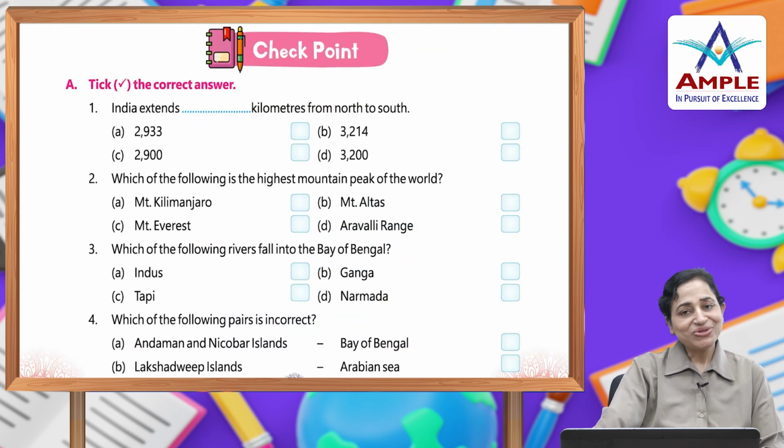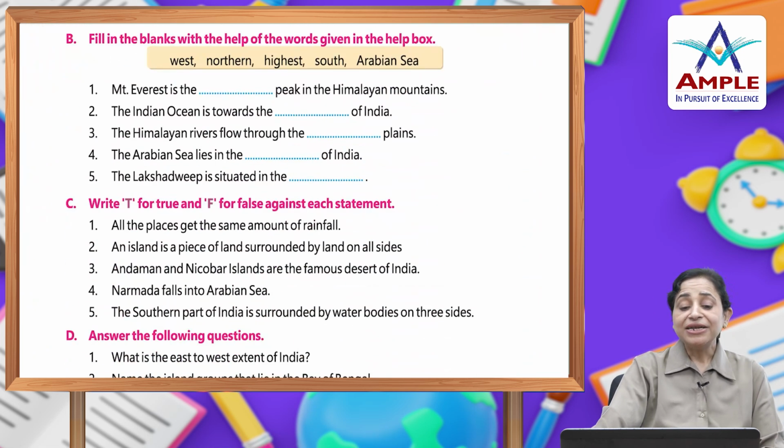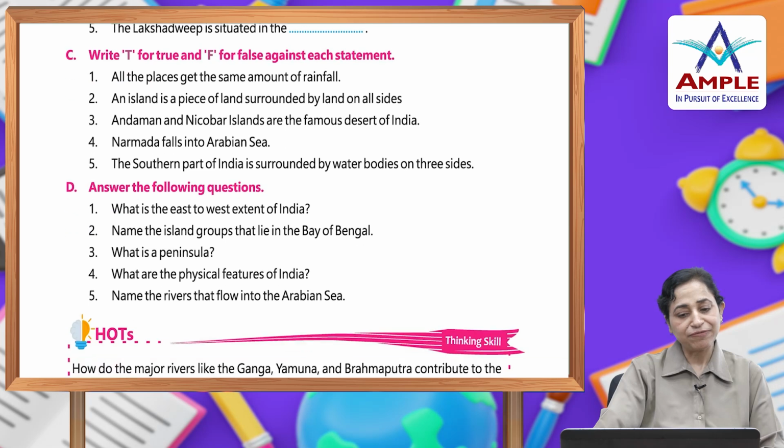Checkpoints, bachcho, it's your turn, just have a look on them. Tick the correct answer, so choose the correct option or write the correct answer. And fill in the blanks with the help of words given in the help box. Help has been given to you, the words are given but you have to check which will go with which sentence. Write T for true and F for false statement. You have to check which statement seems correct to you, and write T against it, otherwise F.